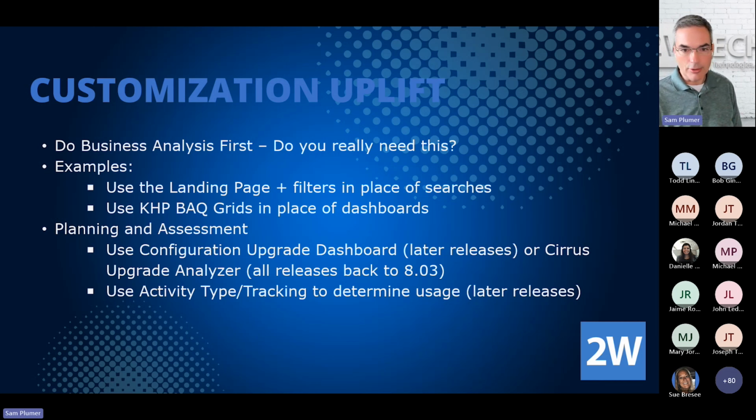Again, as I mentioned on an earlier slide, in terms of planning and assessment, I want to mention the configuration upgrade dashboard, which again, beginning I think at Kinetic 2021.1 release and present and improved thereafter, is present in the Kinetic menu and allows you to see, again, primarily screen customizations, but also other custom objects, report styles, BAQs, dashboards, et cetera, present within your system. And again, if you're on a Kinetic release, activity type and activity tracking can assist you in assessing whether those custom objects are being used.